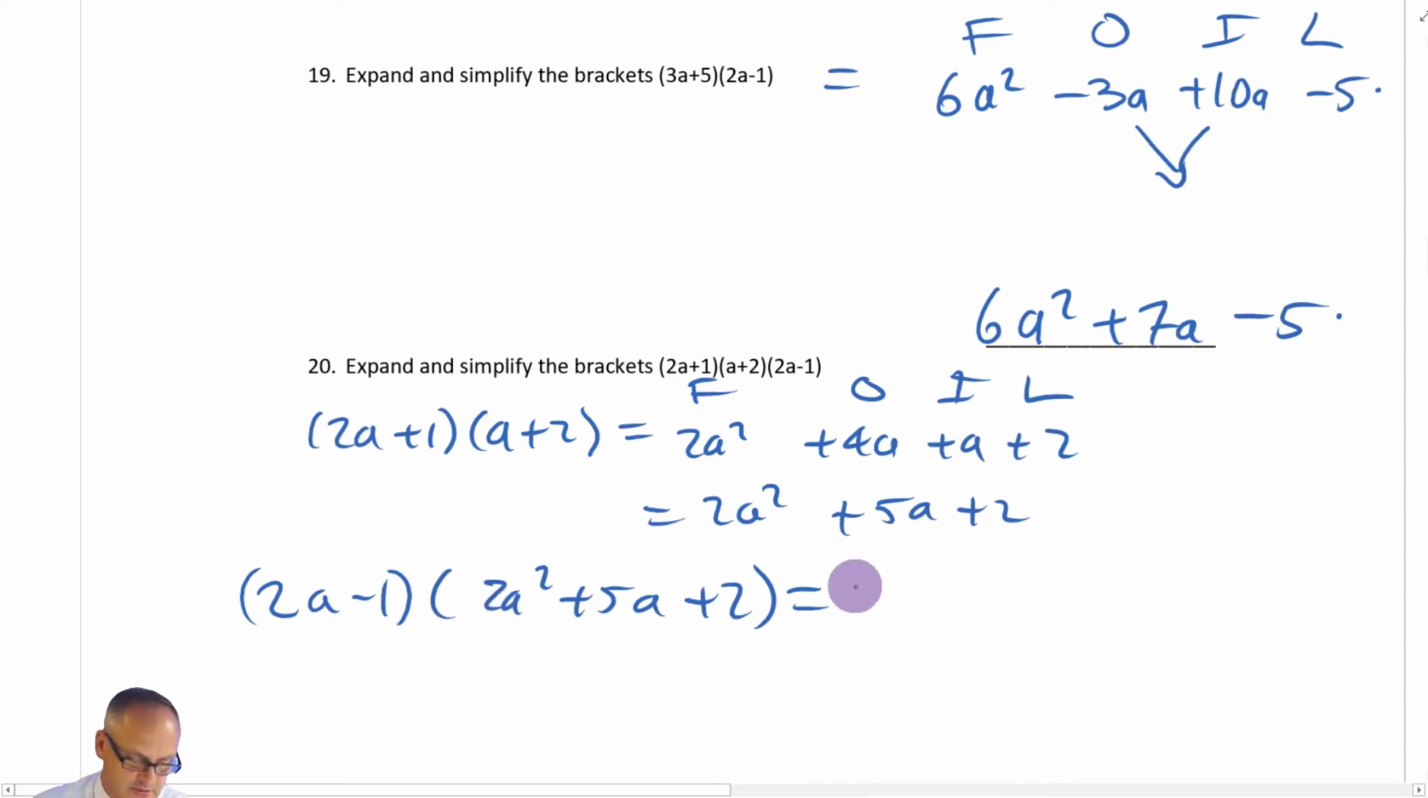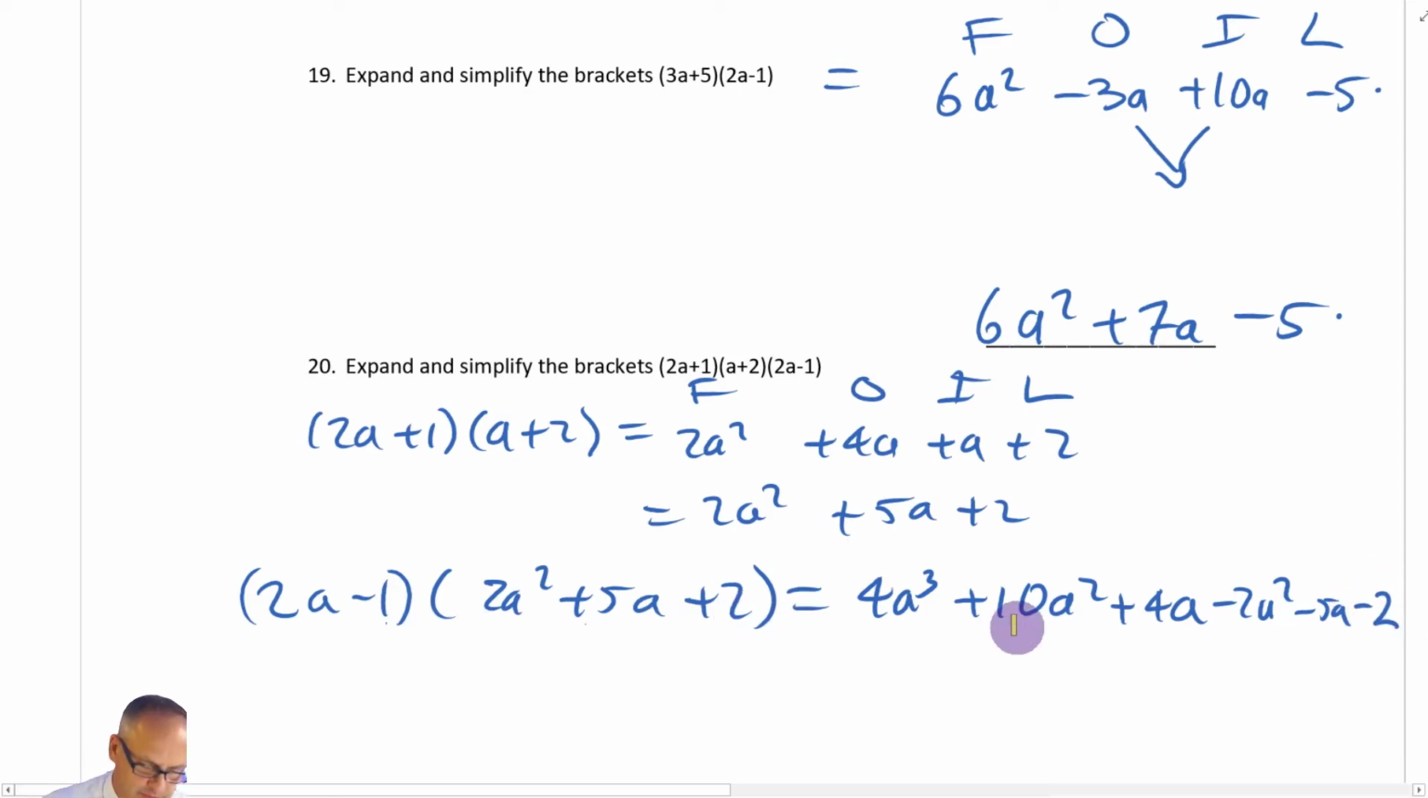So 2a times 2a squared is 4a cubed. 2a times 5a is plus 10a squared. 2a times 2 is plus 4a. Minus 1 times 2a squared is minus 2a squared. Minus 1 times plus 5a is minus 5a. Minus 1 times plus 2 is minus 2. And then we group the like things. So we're going to group the a squareds together, and we're going to group the a's together.